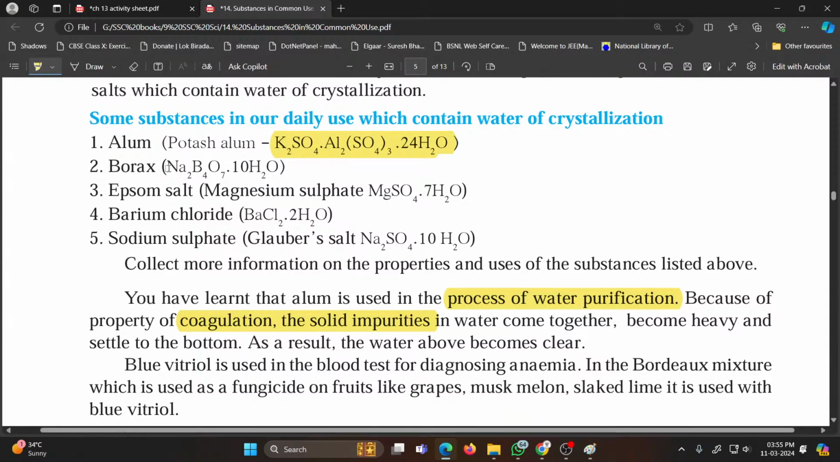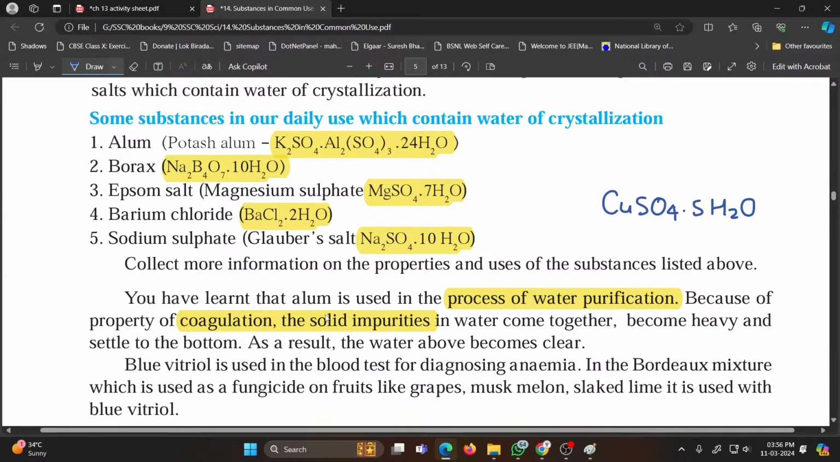Then we have the salt named borax, Na2B4O7 dot 10H2O, again an example of water of crystallization. Epsom salt, that is magnesium sulfate, MgSO4 dot 7H2O. Barium chloride, BaCl2 dot 2H2O. Sodium sulfate, known as Glauber salt, Na2SO4 dot 10H2O. Blue vitriol, that is copper sulfate, CuSO4 dot 5H2O. This is called blue vitriol.